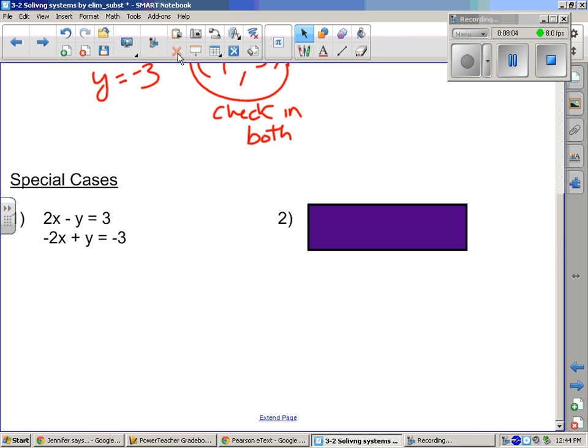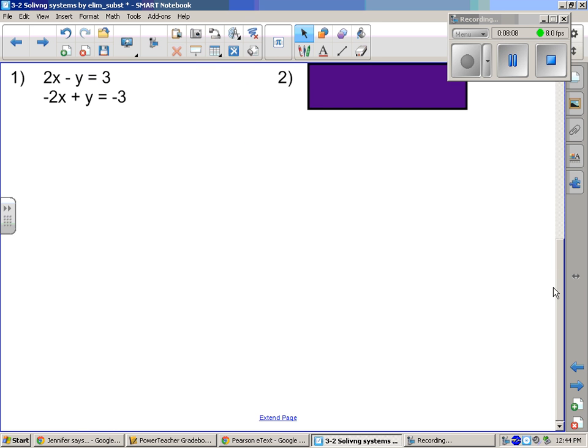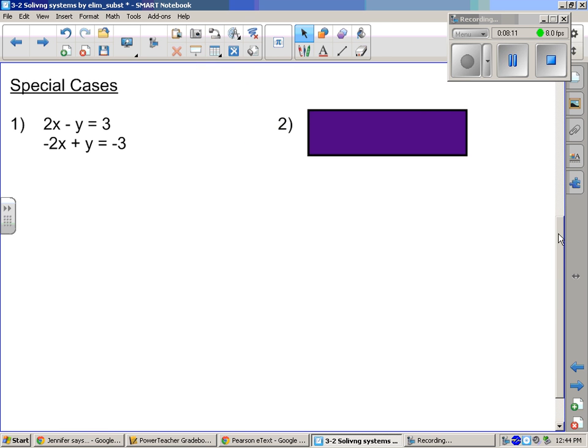Okay, we have some special situations. And we've talked about those a little bit with graphing, but now I'm going to show you how they come up when we're doing substitution or elimination.